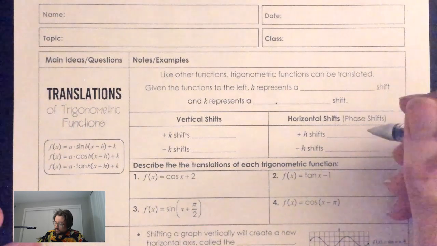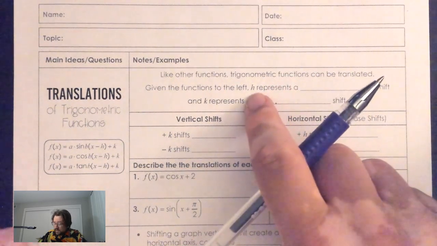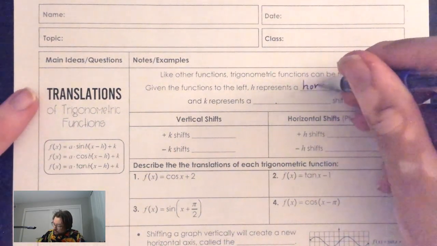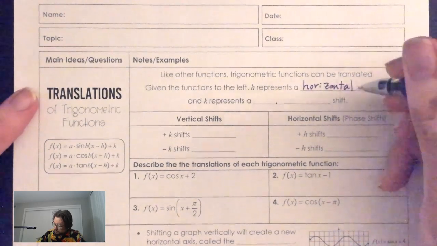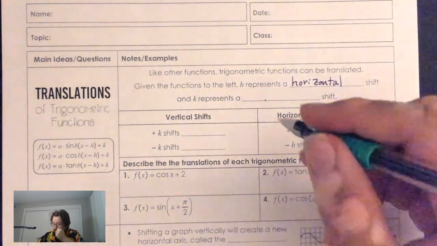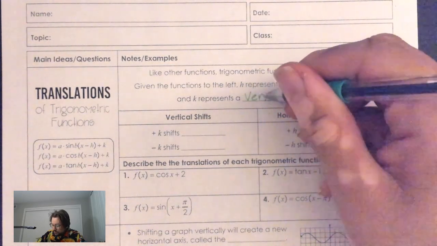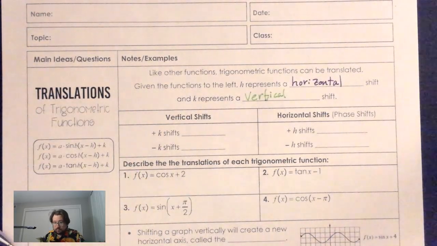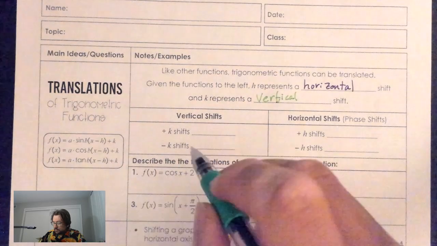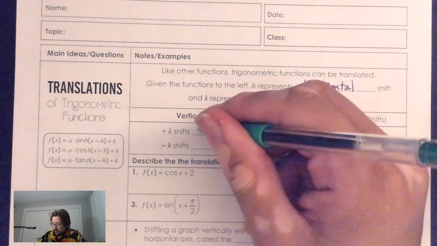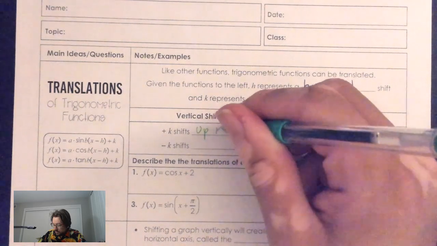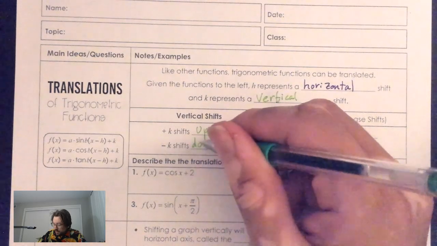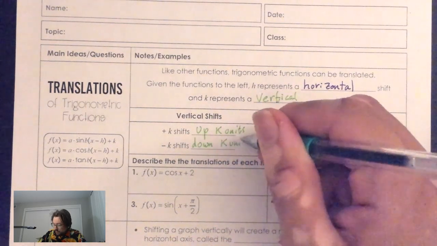So let's just go over some things. Whenever we see an h value, that is a value that's affecting the inside, that's going to be a horizontal shift. And whenever we see a k value, that's going to represent a vertical shift. Specifically, plus k will shift everything up k units. And minus k shifts everything down k units.